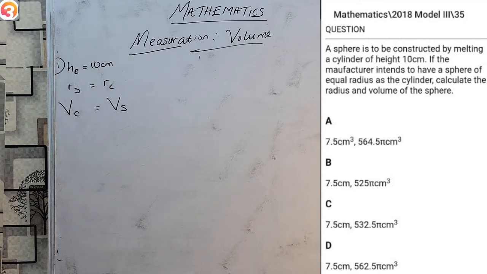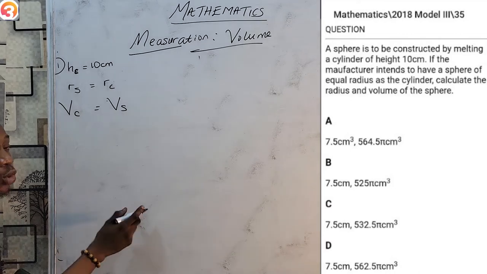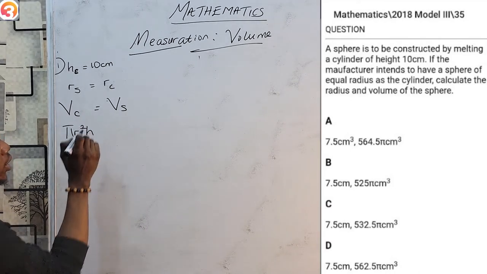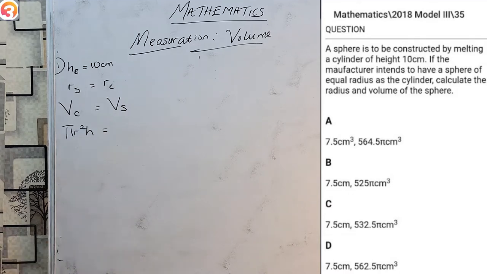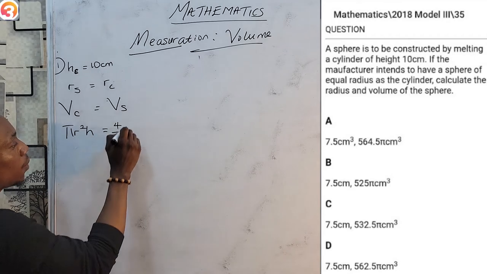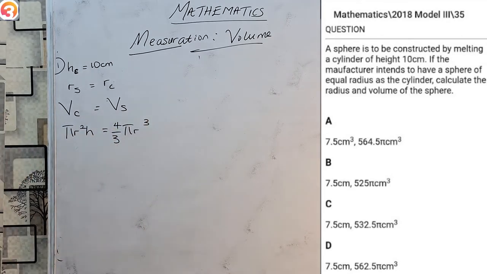That's all. The cylinder and the sphere should have equal volume. And if this is true, there was a formula for the volume of the cylinder that we should have memorized. That is pi r squared h, and the volume of a sphere is 4 over 3 pi r cubed. Now if I look at this, some things can cancel out already.